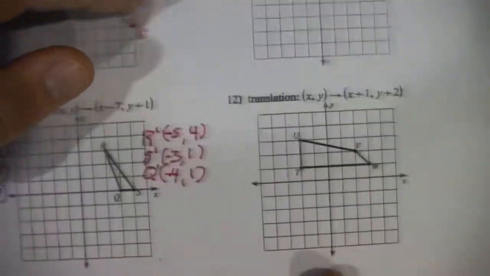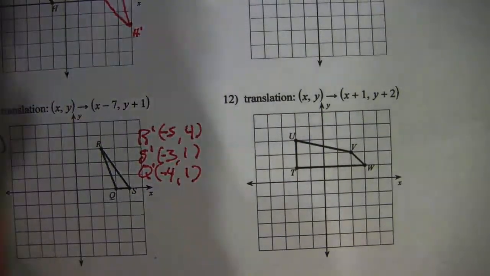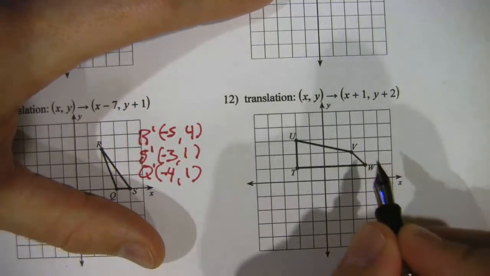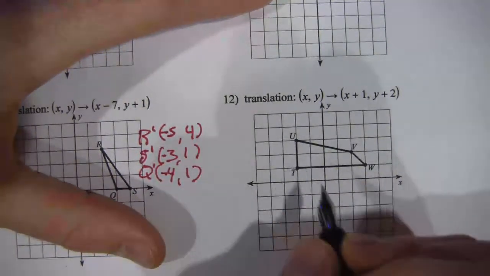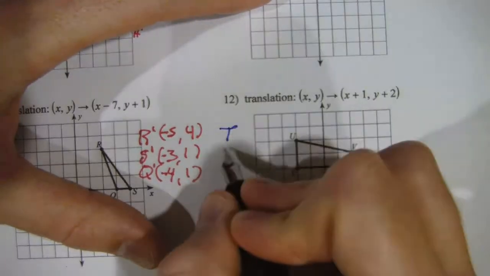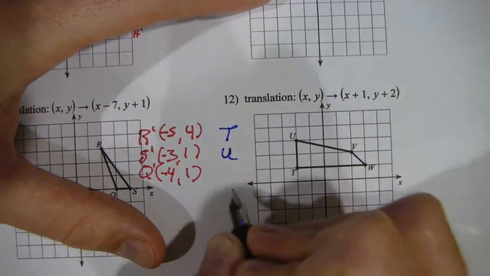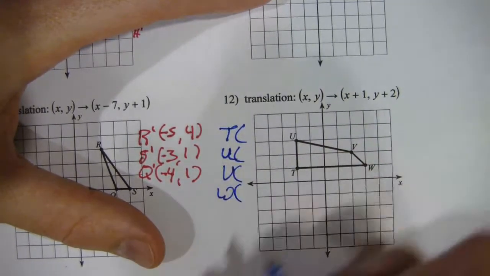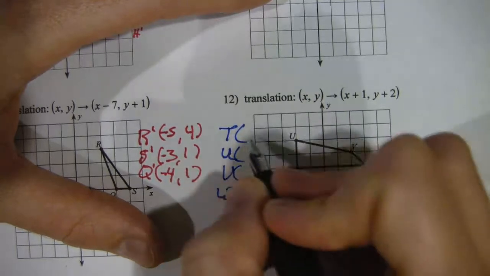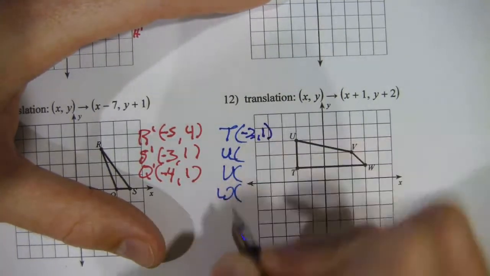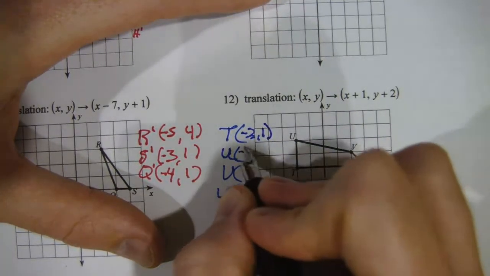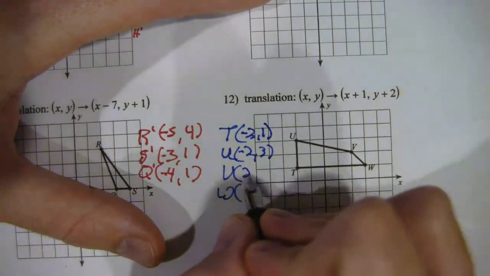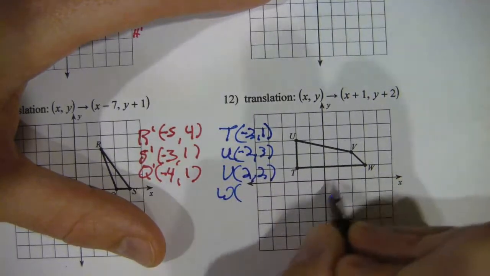All right, let's do this last one then, and we'll call it a day. And hopefully our other videos aren't quite this long. But again, we had to cover a little bit of that coordinate notation stuff, or our coordinate plane stuff, rather. So let's see. We've got T, U, V, and then W. Awesome. Let's get it in. T is at negative 2, 1. U is at negative 2, 3. V looks like it's at 2, 2. W looks like it's at 3, 1.